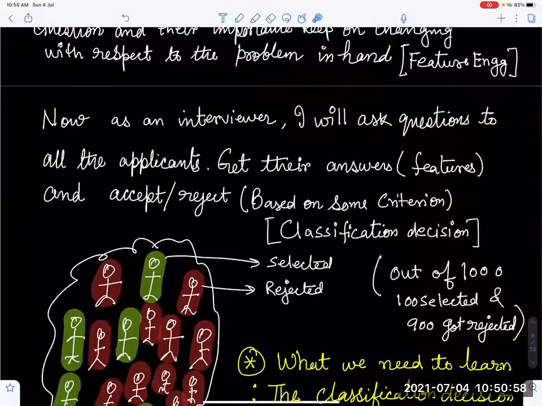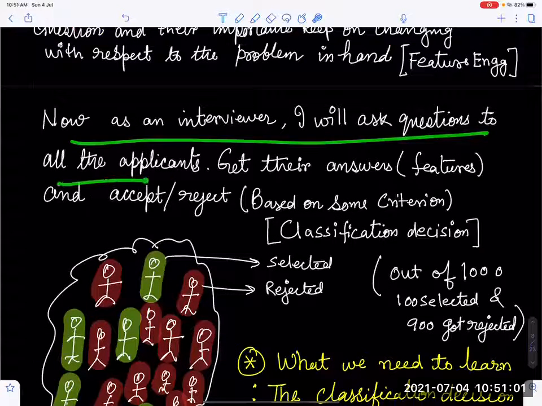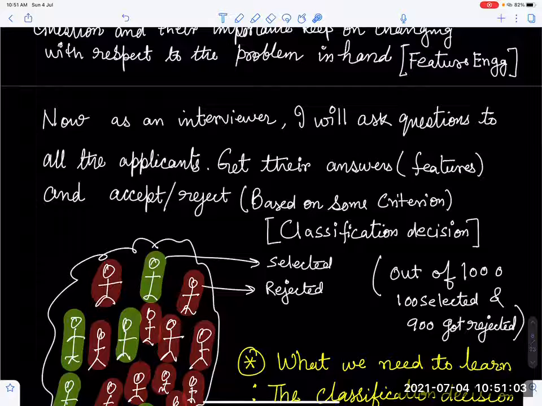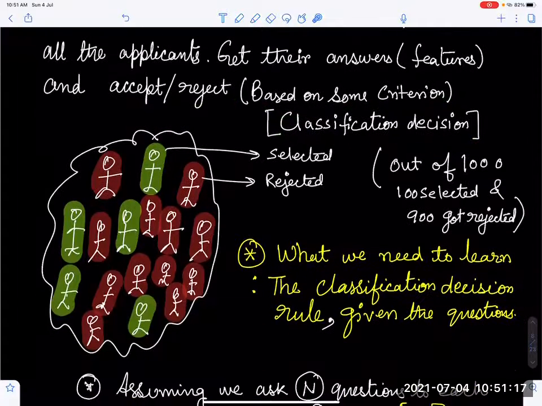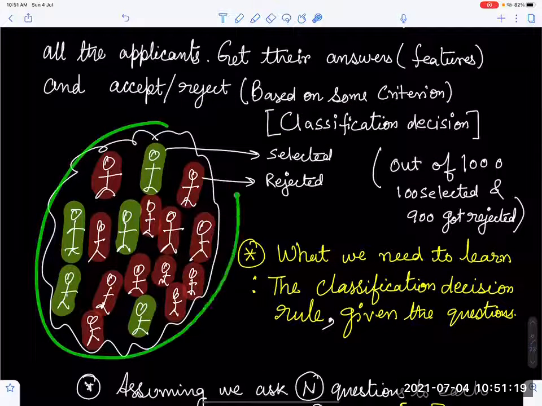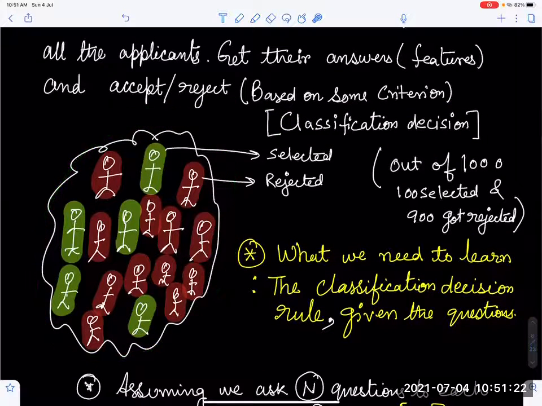Now, during the interview, I am going to ask all the applicants several things. Depending upon that, the outputs that I get are called the features. I am going to accept or reject based upon certain criteria, and that is called the classification decision. Now suppose this is all of you who have applied. Green guys are selected and red guys are rejected. Out of 1,000, 100 got selected, 900 got rejected.